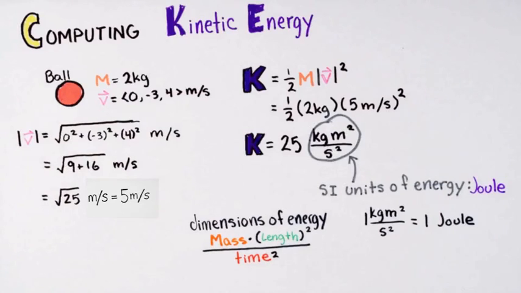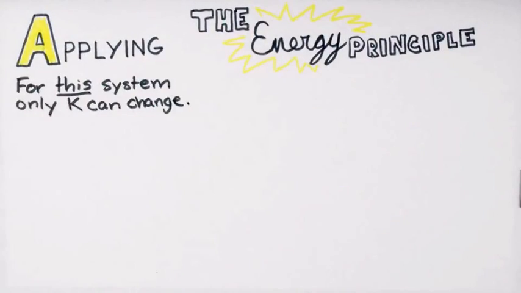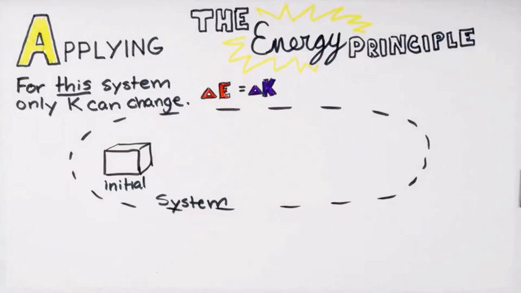For now, though, let's discuss how the energy principle would be applied in a case where the only system energy that can change is the kinetic energy. In other words, for this system, delta E is equal to delta K. For concreteness, you can think of a box as our system, or you are free to think up another example. What we have in mind is starting with the system when it is in some configuration or state, which we will label as the initial state, and comparing that with the same system when it is possibly in a different state or configuration, say the final state.